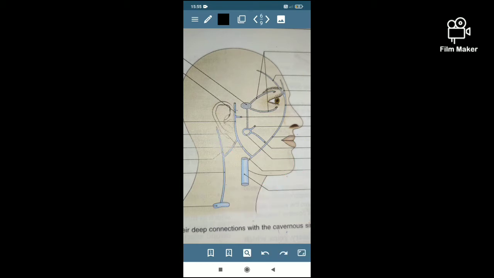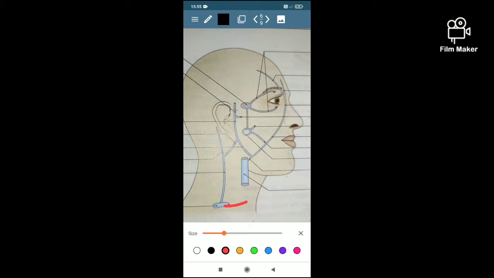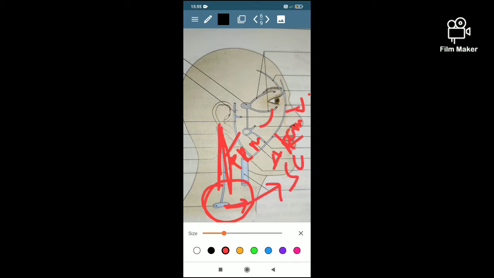Many people ask me, ma'am, what are the posterior retromandibular vein and anterior retromandibular vein? It's very easy. You should remember the picture so that you can understand it very easily. So this is the posterior retromandibular vein, which unites with the posterior auricular vein and forms the external jugular vein, and then it drains into the subclavian vein. So this is the subclavian vein.